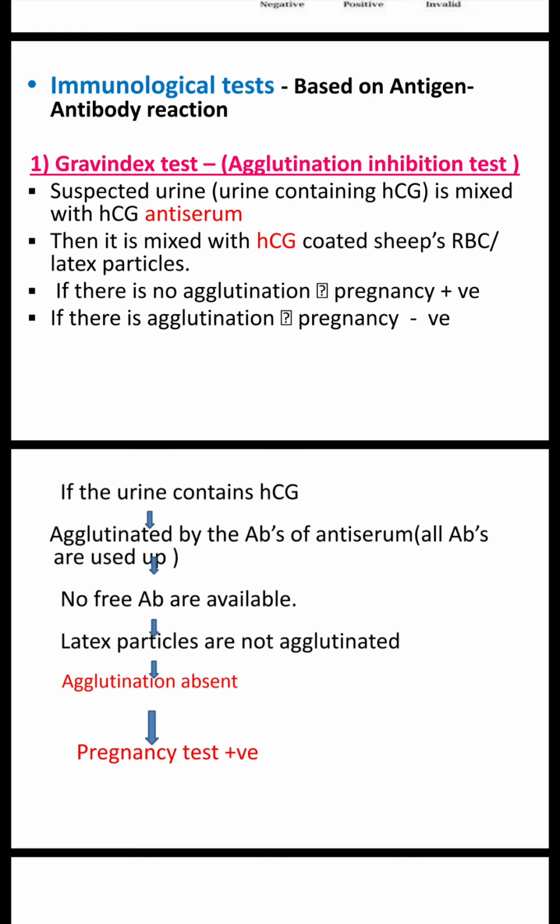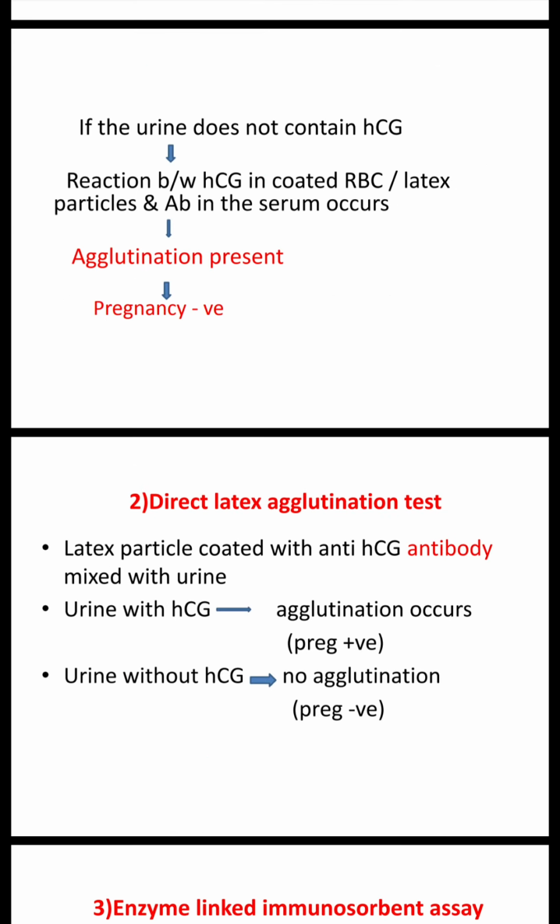If the urine contains HCG, it is bound by the antibodies of the antiserum, all antibodies are used, so no free antibodies are available. The latex particles are not agglutinated and the agglutination is absent, so the pregnancy test is positive. If the urine doesn't contain HCG, a reaction between the HCG coated RBC or latex particle and the antibody in the serum occurs. So the agglutination is present, that means pregnancy is negative.